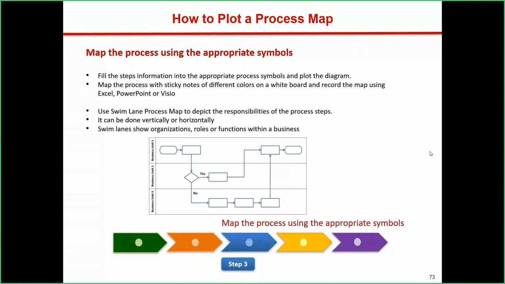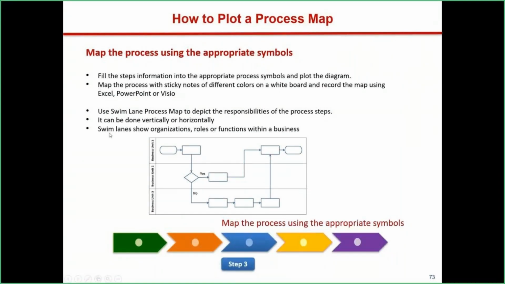Use swim lane process map to depict the responsibility of the process step. Now, when I say swim lane, if you see business unit 1, 2, and 3, these are nothing but swim lanes. So this actually bifurcates the entire process flow into three different units. So just by looking at this, I'll come to know which business unit this particular process step belongs to. So that is what swim lane is all about. It can be done vertically or horizontally. So this is a horizontal process flow. I can make it vertical as well.